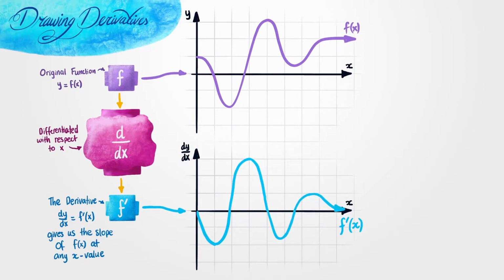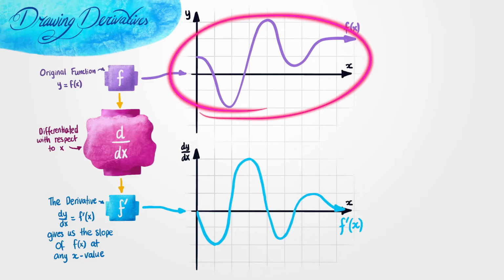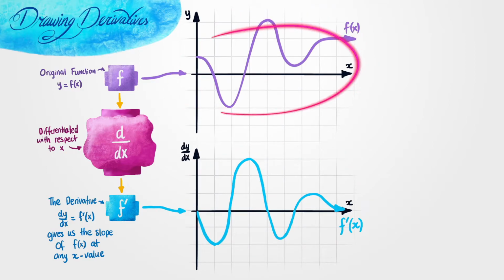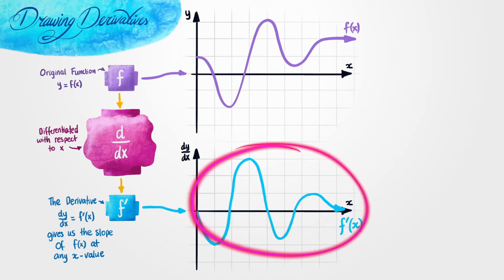So to be clear, what we've done here is that we've visually differentiated this function to get this function over here. In this case, I didn't actually give you an equation for this graph, I just gave you a graph. Later on, when you actually have the equation, you'll be able to find the derivative explicitly. But it's still nice to be able to sanity check your answer by drawing the derivative graph by hand.